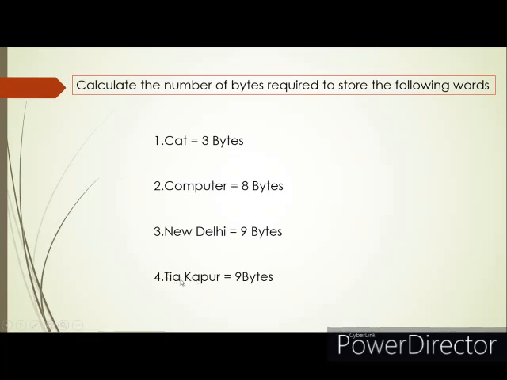Next is also the same type of question. Tia Kapoor. We need to store Tia Kapoor in computer's memory, and here only 8 letters are present in this word, but in between Tia and Kapoor one space is there. So that is also considered as a character. So we need 9 bytes to store this word. Children, you have to practice this type of questions. You just simply write some words and calculate the number of bytes needed to store all those words in computer's memory. Only this much for today.